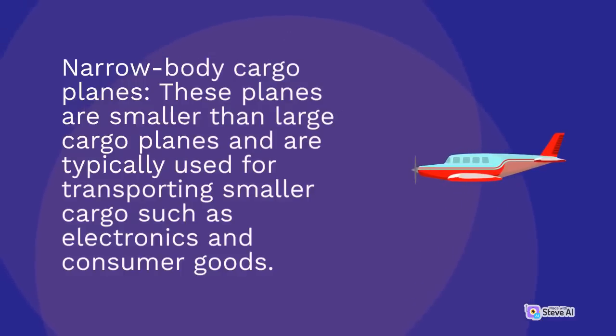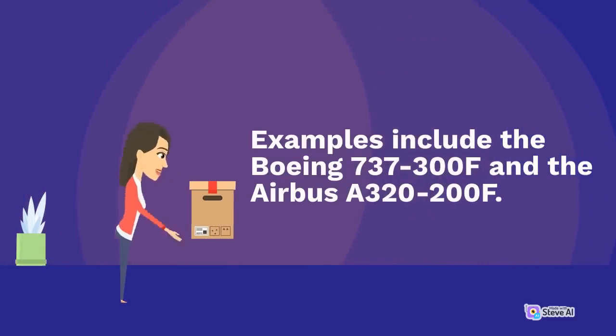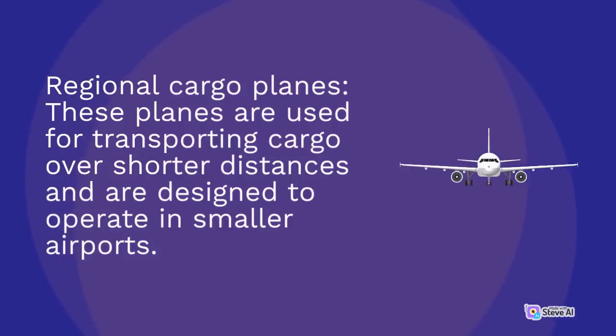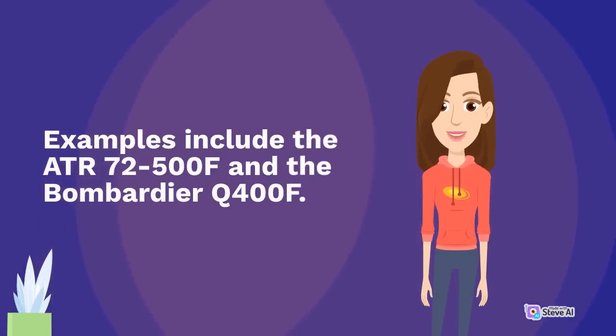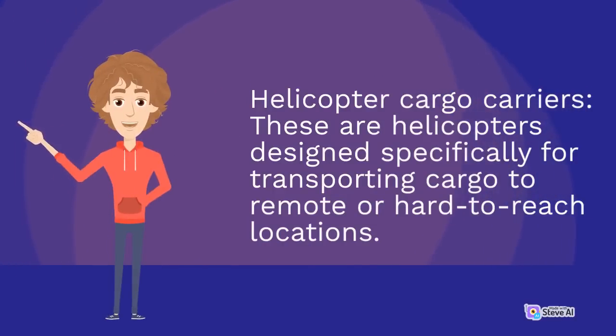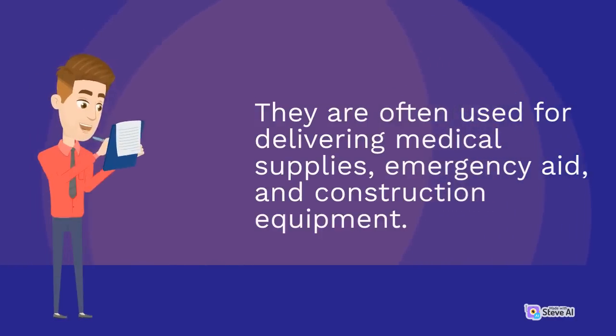Narrow-body cargo planes. These planes are smaller than large cargo planes and are typically used for transporting smaller cargo such as electronics and consumer goods. Examples include the Boeing 737-300F and the Airbus A320-200F. Regional cargo planes. These planes are used for transporting cargo over shorter distances and are designed to operate in smaller airports. Examples include the ATR-72-500F and the Bombardier Q-400F. Helicopter cargo carriers. These are helicopters designed specifically for transporting cargo to remote or hard-to-reach locations. They are often used for delivering medical supplies, emergency aid, and construction equipment.